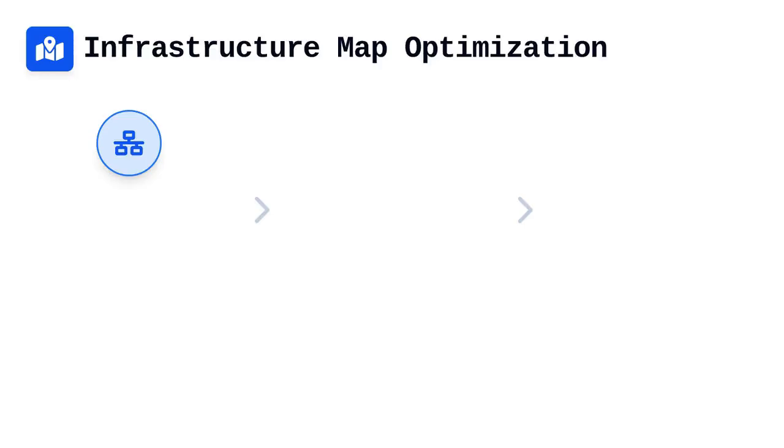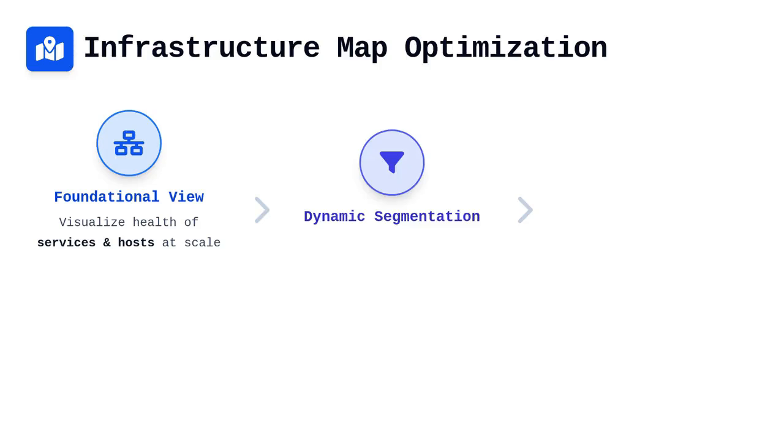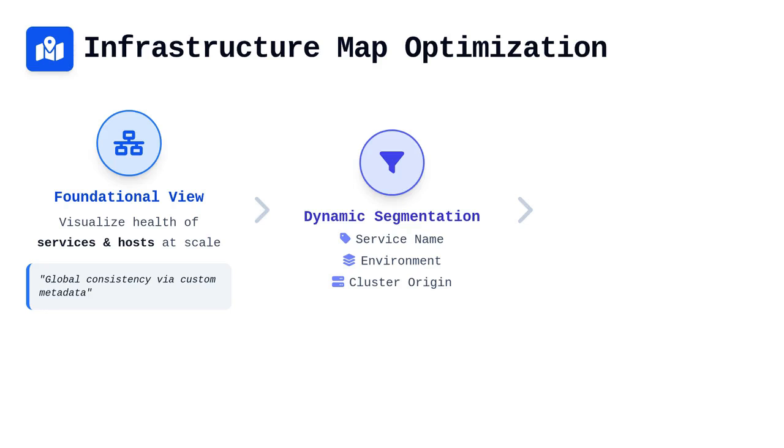Infrastructure maps serve as the foundational view for visualizing the health of your services and hosts at scale. Within these maps, you can configure filtering logic that segments your view by specific tags, such as service name, environment, or cluster origin. If you have defined custom metadata, you can apply these tags globally to ensure that your view remains consistent across different areas of the workspace.